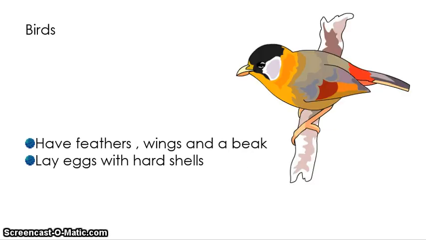The second group that you need to know about are birds. Now birds have feathers, wings, and a beak, and they lay eggs with hard shells. Most birds can fly, but not all. So for example, penguins and ostriches are definitely birds, but they can't fly.